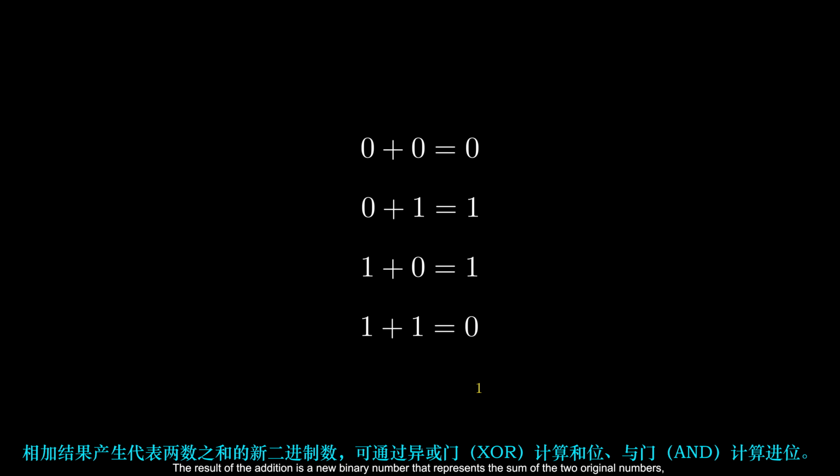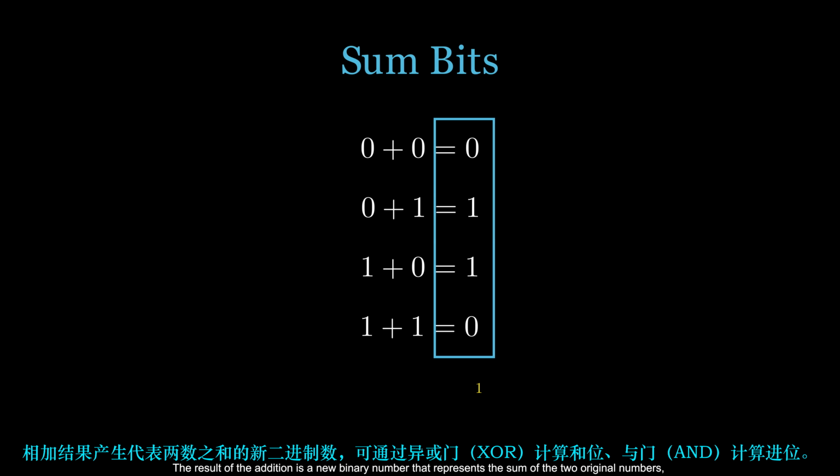The result of the addition is a new binary number that can represent the sum of the 2 original numbers, which can use an XOR gate to calculate the sum bit, and an AND gate to calculate the carry bit.